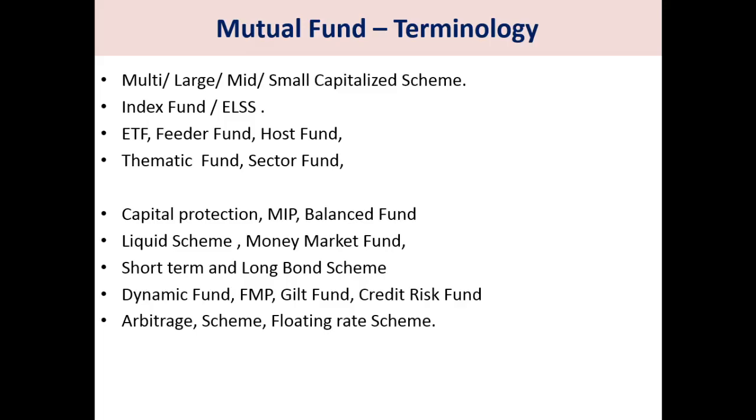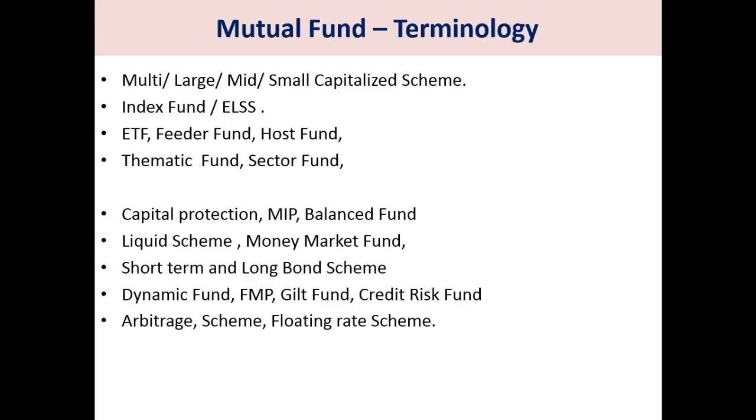And thereafter you have schemes like index fund, and ELSS, equity linked savings schemes. They give you benefit under section 80C. When you invest up to 1.5 lakh rupees, you have a tax benefit under section 80C. Then you have an ETF, exchange traded fund, then a feeder fund, then a host fund. These are the concepts. Thematic fund, sector fund. So the classification of schemes is like this, and that is very, very important.